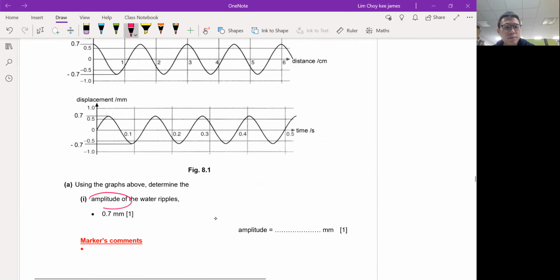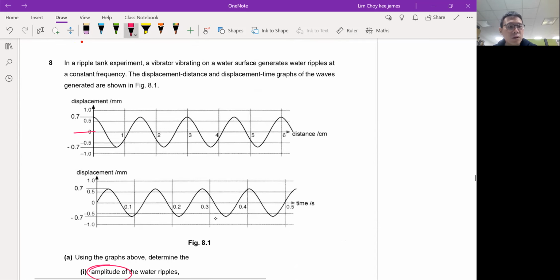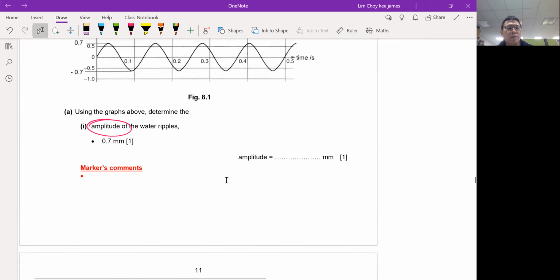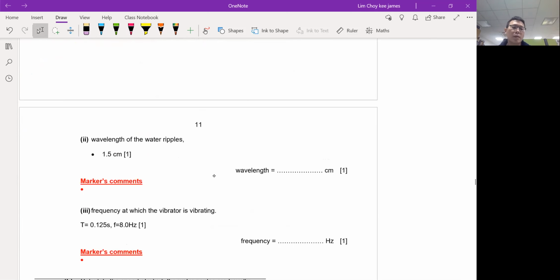Maybe some small miscalculation mistakes. Amplitude, okay, it's always from the equilibrium, the zero, to the top, or it can be from the zero to the trough, to the base. But not 7 to 7, not the whole line. Amplitude is always from the base, either going up to the crest or down to the trough, not the whole entire length. Sometimes I have students giving me 1.4, which is wrong. Okay, other than that, nothing much.